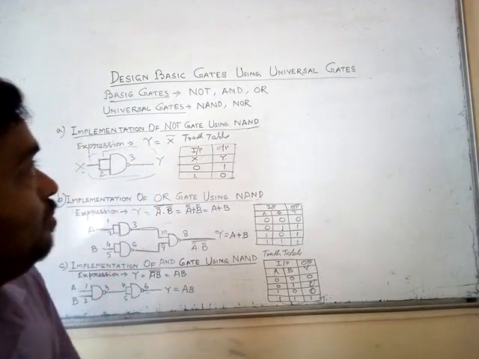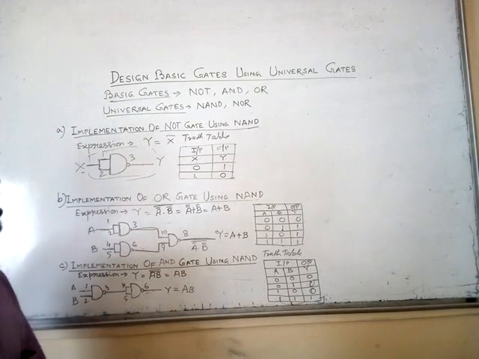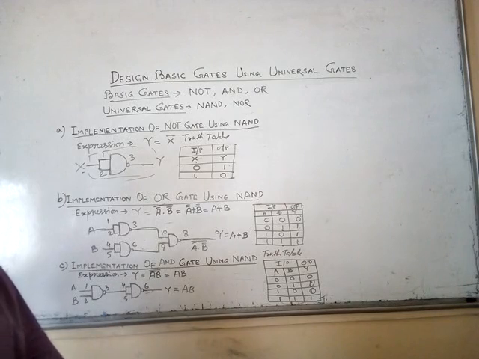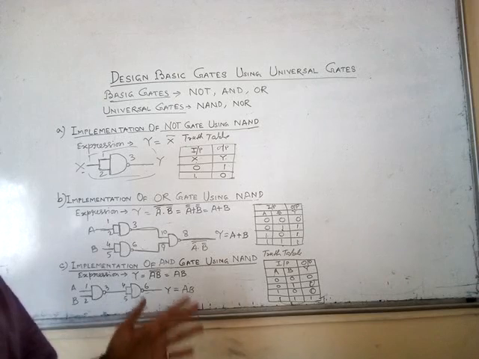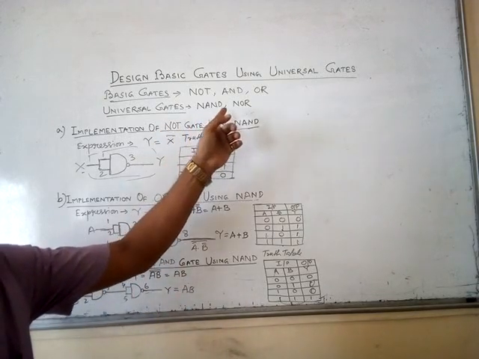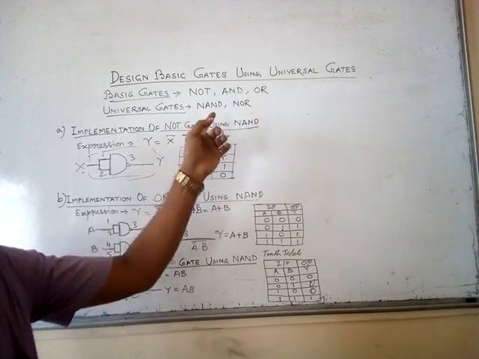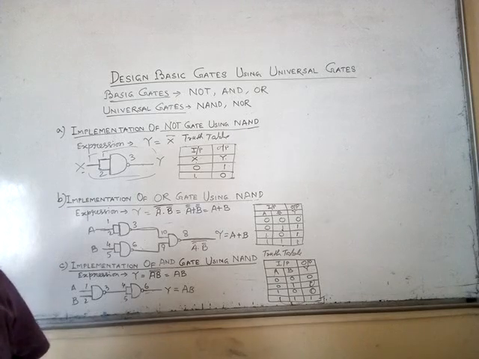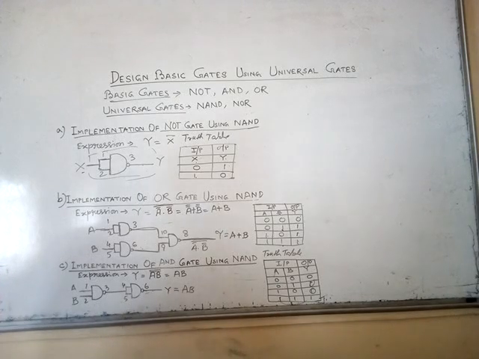Today we do the experiment in digital lab. This is digital electronics lab. Design basic gates using universal gates. So we know that basic gates are NOT, AND, OR. We can design these gates using NAND or NOR. NAND and NOR are the universal gates. Why? Because we can design basic gates or any other gates using these gates.